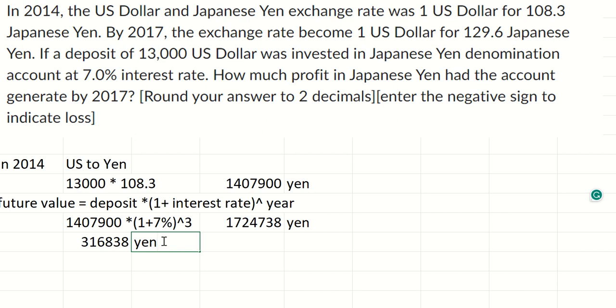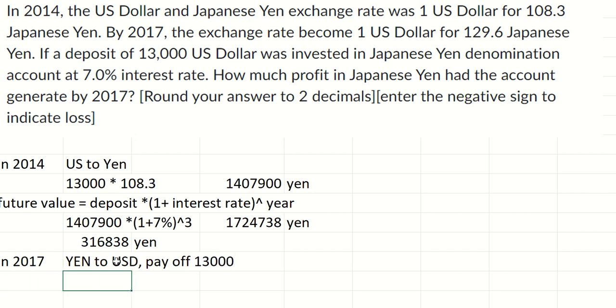Now the question might also ask, so read the question very carefully, how much is the profit in US dollars? So we need to convert this money back to US dollars to see how much profit that is. So in 2017, we take our yen back to dollars, and then pay off the $13,000 initial deposit.